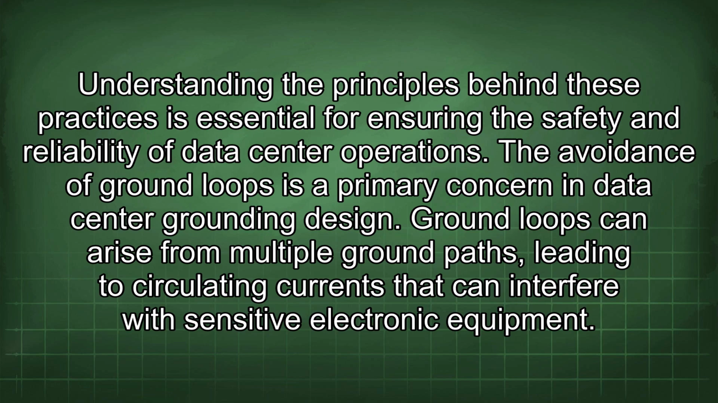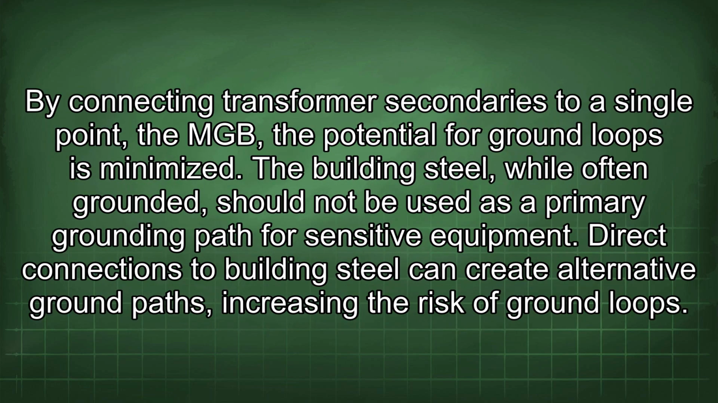The avoidance of ground loops is a primary concern in data center grounding design. Ground loops can arise from multiple ground paths, leading to circulating currents that can interfere with sensitive electronic equipment. By connecting transformer secondaries to a single point, the MGB, the potential for ground loops is minimized. The building steel, while often grounded, should not be used as a primary grounding path for sensitive equipment. Direct connections to building steel can create alternative ground paths, increasing the risk of ground loops.